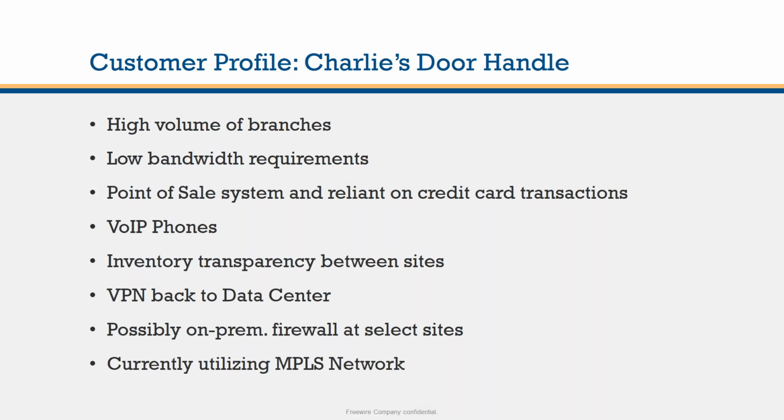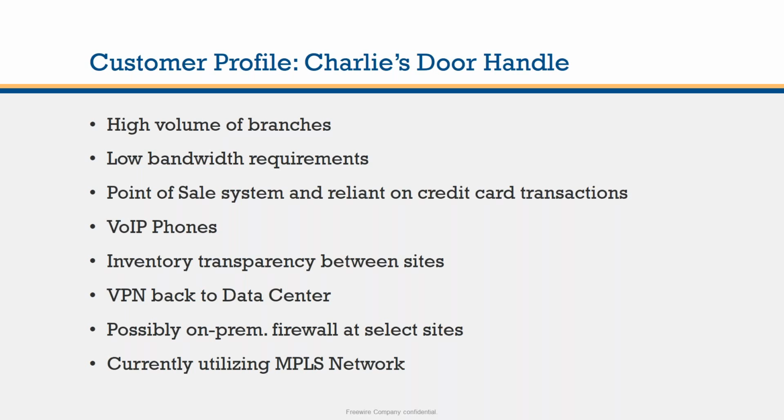So the customer profile for Charlie's Door Handle, like many retail operations, has some specific and unique networking aspects and characteristics. One, it's got a high volume of branches. 120, it's growing, it could be contracting, but it's changing, but it's a high volume of branches. Two, they've got low bandwidth requirements currently. They are utilizing an MPLS network that for the most part is delivered over T1s. So they're running at max 1.5 meg symmetrical.